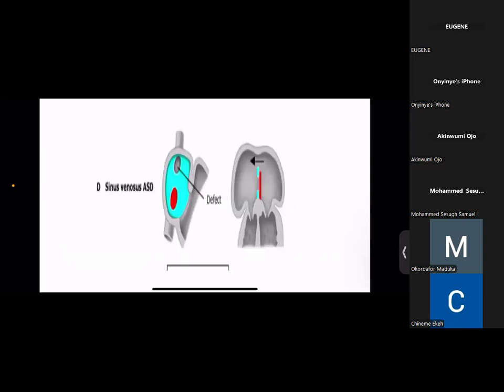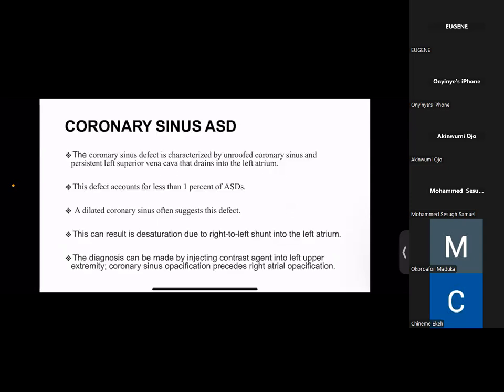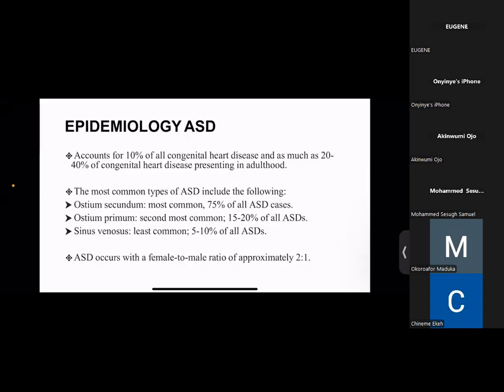This is also a pictorial representation showing the sinus venosus ASD. The other form of ASD is the coronary sinus ASD. The coronary sinus defect is characterized by an unroofed coronary sinus and a persistent left superior vena cava that drains into the left atrium. This defect is actually the smallest of all ASDs, accounting for less than 1% of ASDs. It can result in desaturation due to right to left shunt into the left atrium.